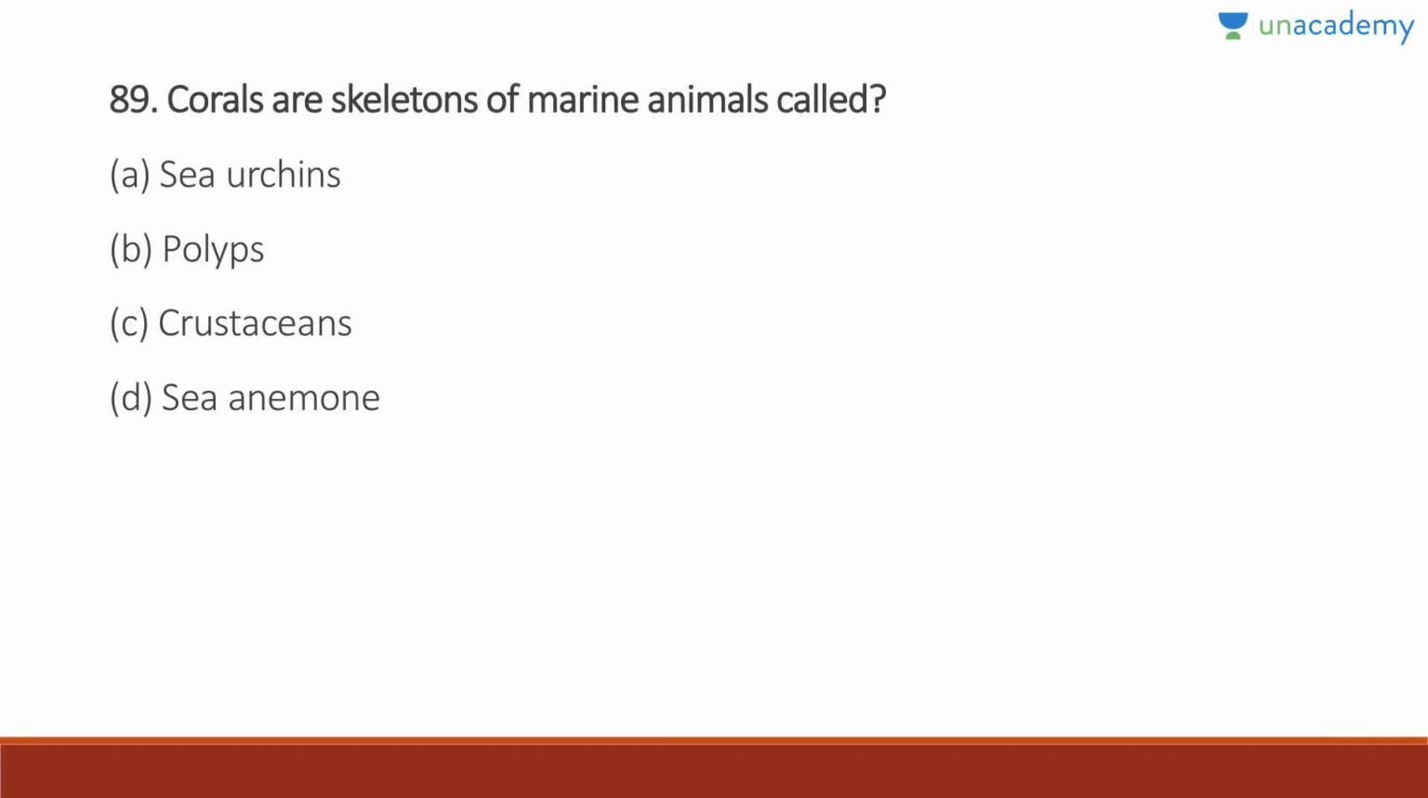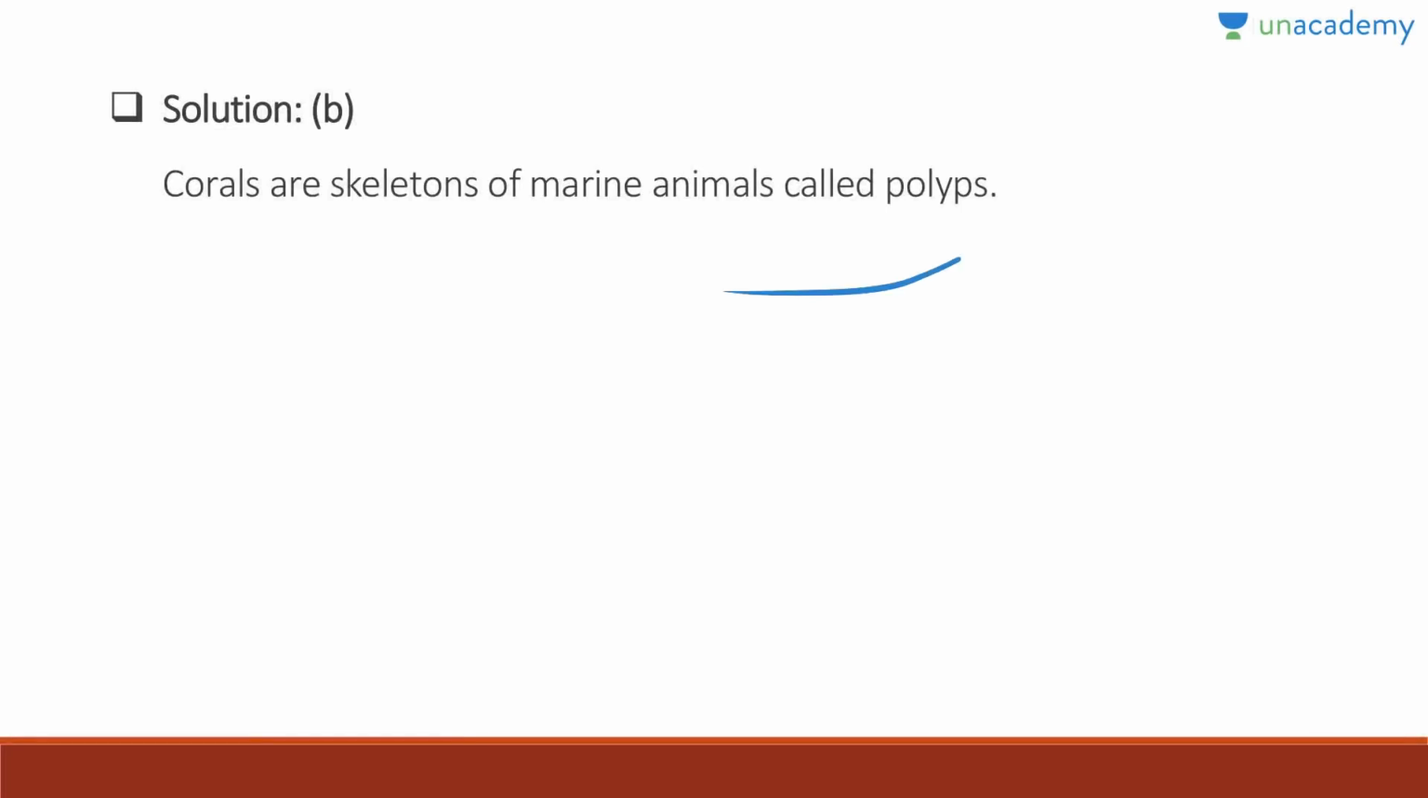Corals are skeletons of marine animals which are called as what? Corals are basically of polyps. So the answer here is B. Corals are skeletons of marine animals called polyps.